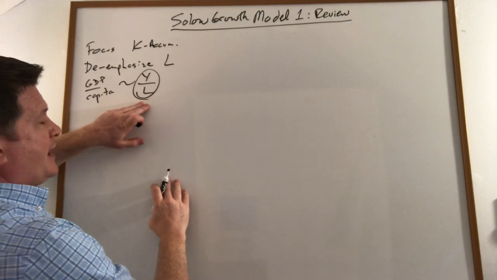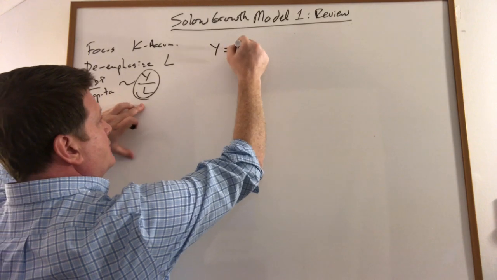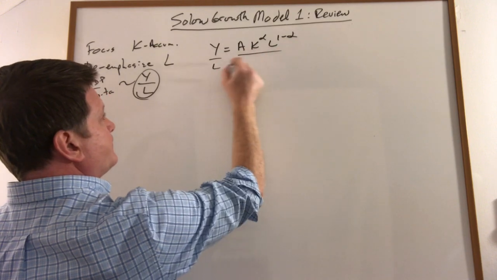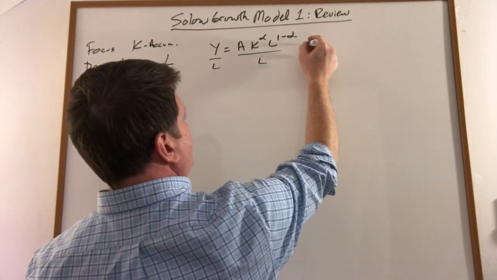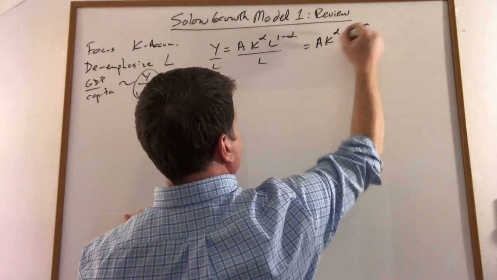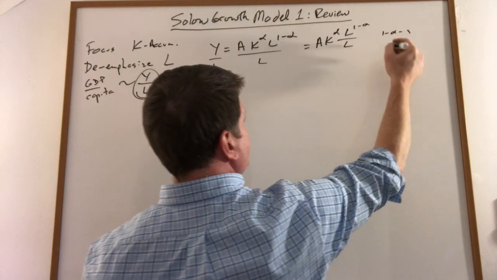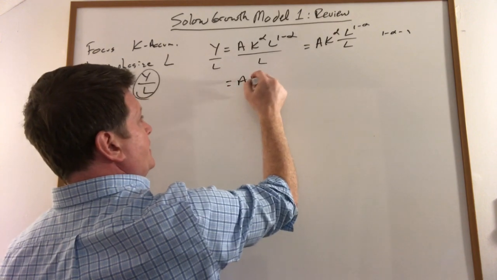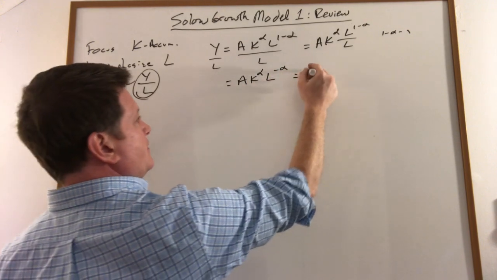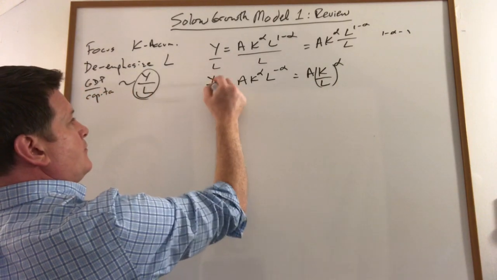So if we're going to focus on that, we may as well just write the whole model in terms of that. We start by taking the Cobb-Douglas production function and dividing the whole thing by labor. When I do that, on this side, I get A, K^alpha, L^(1 minus alpha) over L. This is L to the 1 minus alpha minus 1. This gives me A, K^alpha, L^(minus alpha). This is the same thing as that. We have this over here.